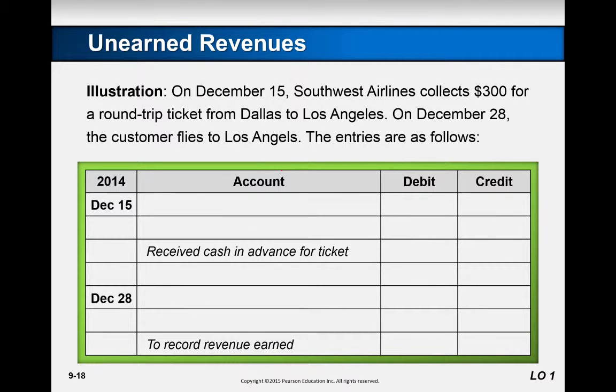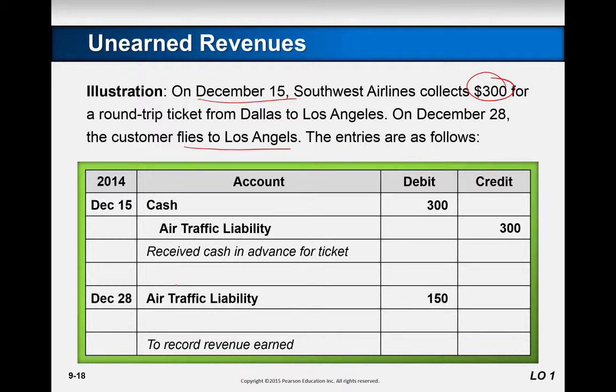So here we have on December 15th that we collected $300 for a round trip ticket from Dallas to Los Angeles. Notice the date. And then on December 28th, the customer flies to Los Angeles. So the entries are, as of December 15th, you paid $300 for the ticket, and here we can call it air traffic liability or airfare liability.